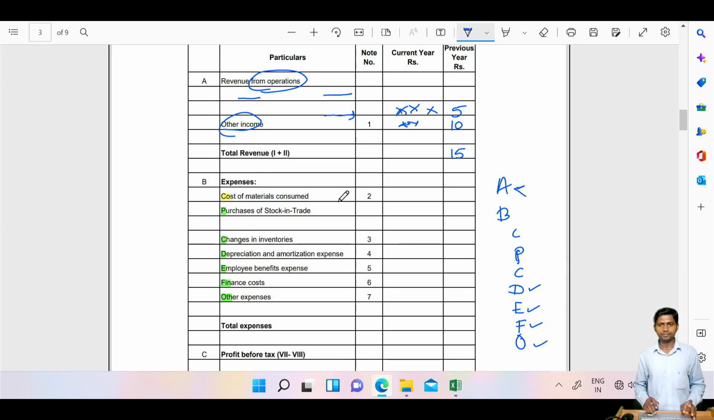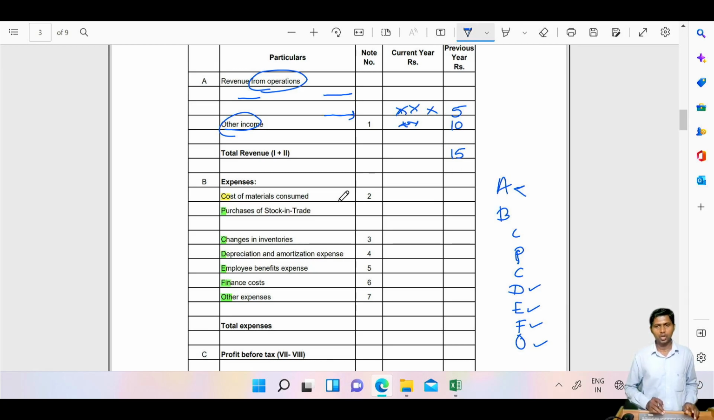Then after that the opening and closing, opening add, closing deduct. So it's simple. Cost of material consumed means the category of raw material. Easy to remember? Yes, easy to remember.